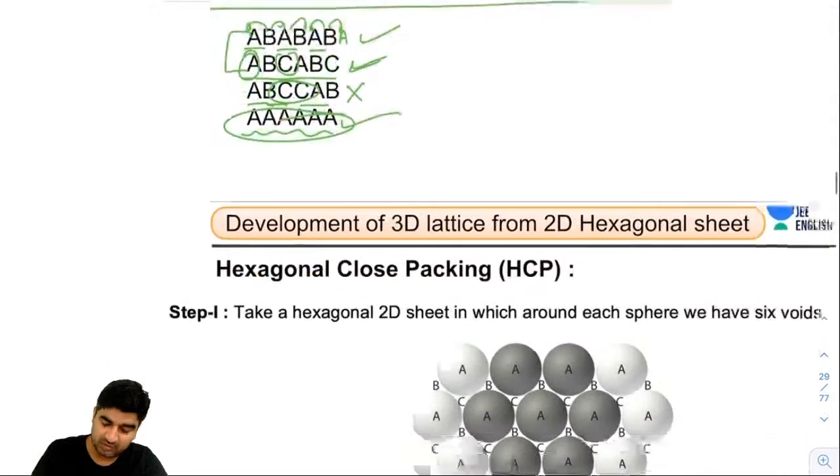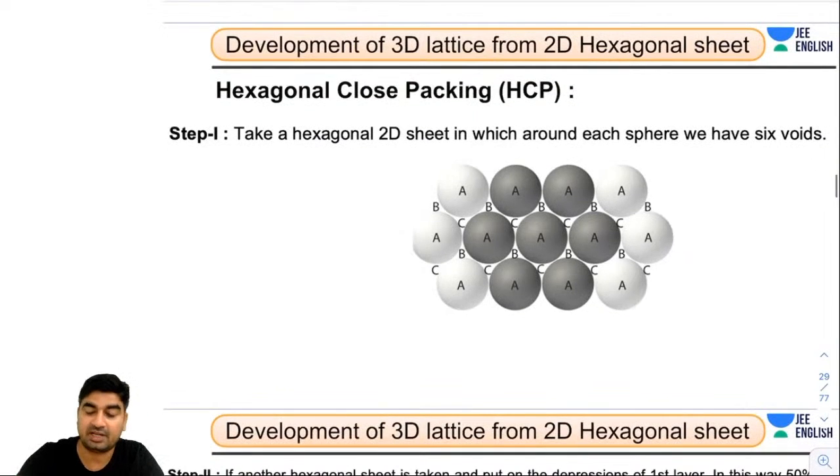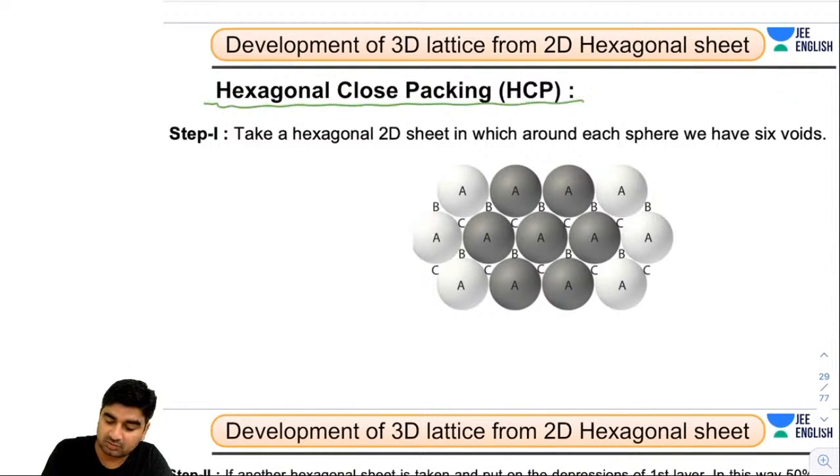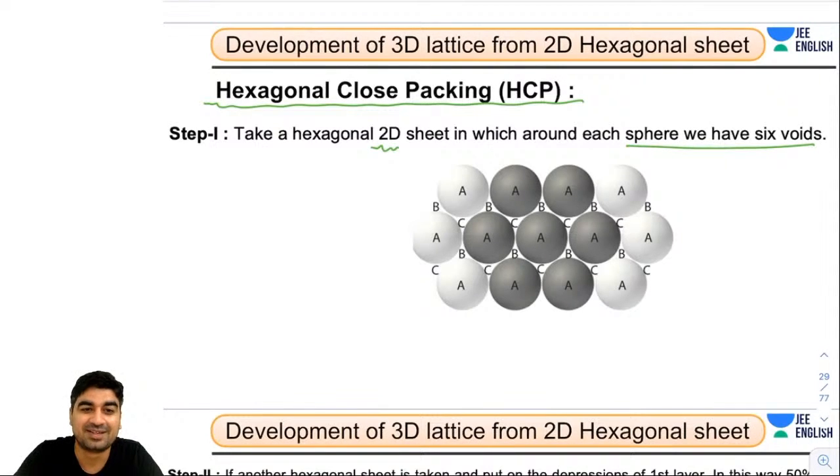So guys, now we are moving on to the development of 3D lattice from 2D hexagonal sheet. Now we are going to develop a 3D lattice, and how it will be developed. First of all, I'm going to take hexagonal close packing. So what I have to do is take a hexagonal 2D sheet in which around each sphere there are 6 voids.